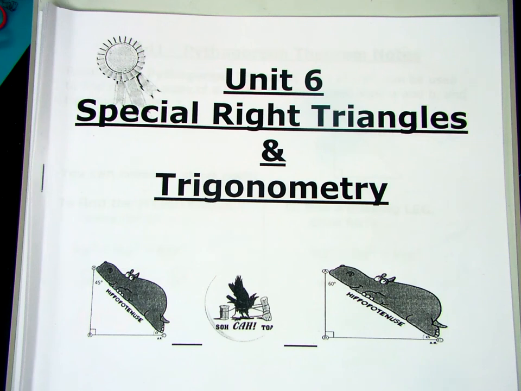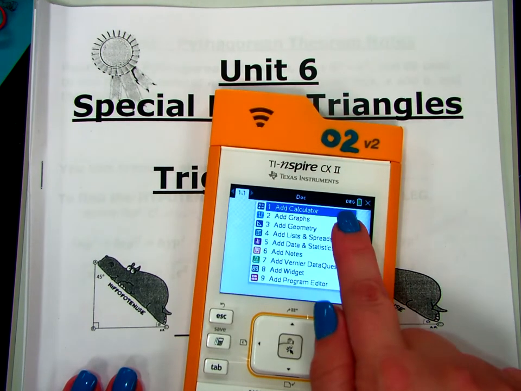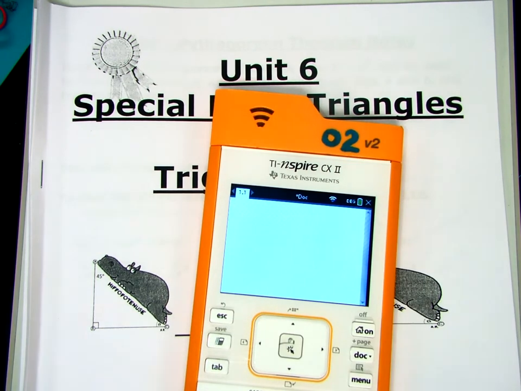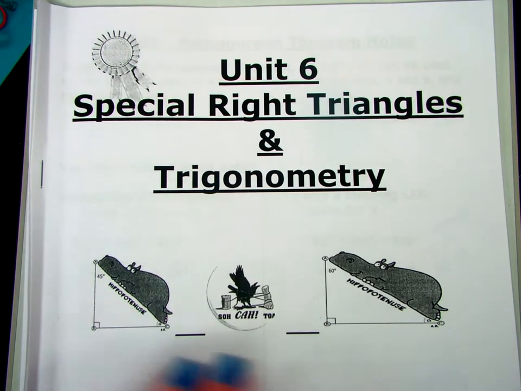Okay, so today we are still doing trig, which means in your calculator you should have already checked that if you open a new document you are in degrees. This one is in degrees. Alright, so once I know I'm in degrees, I'm going to darken my screen a little bit. Then we can go and look at today's notes.